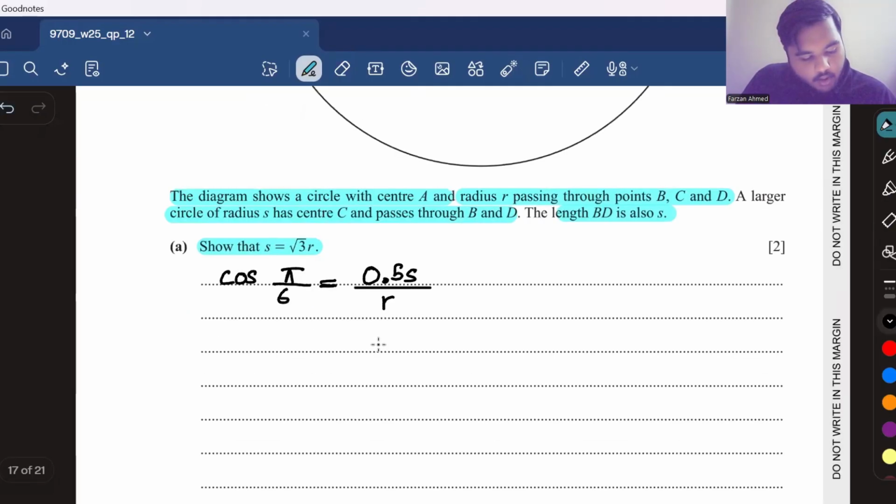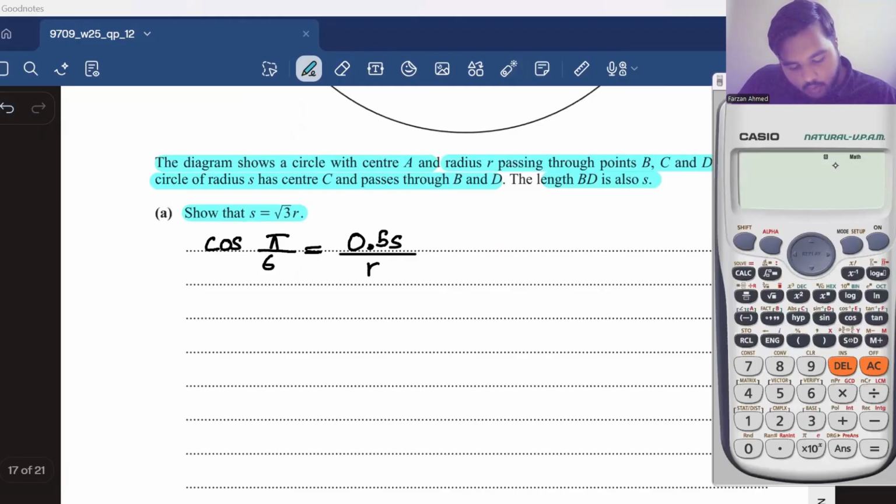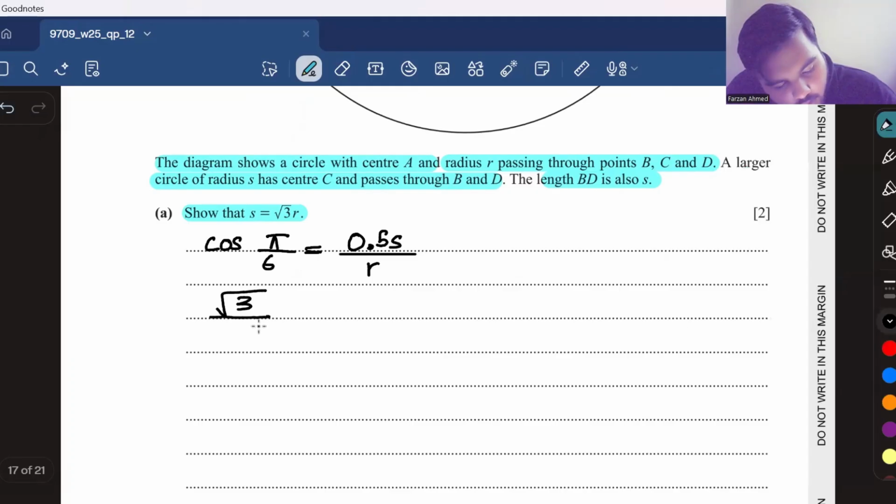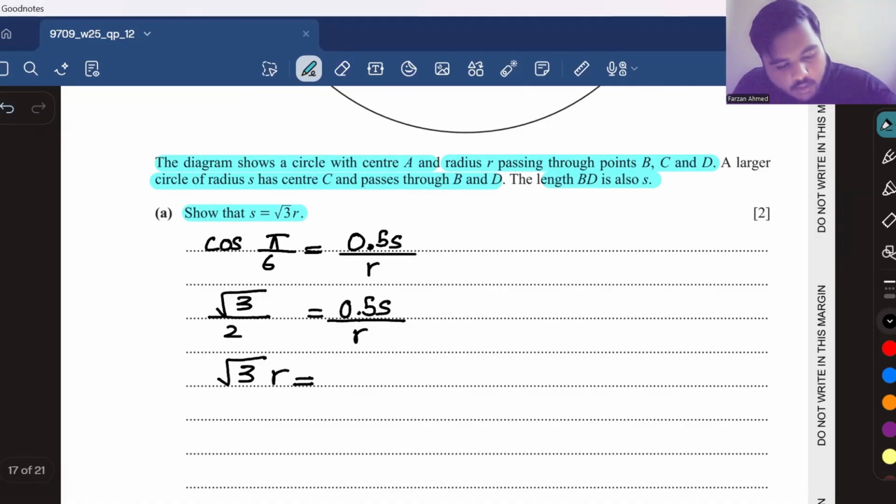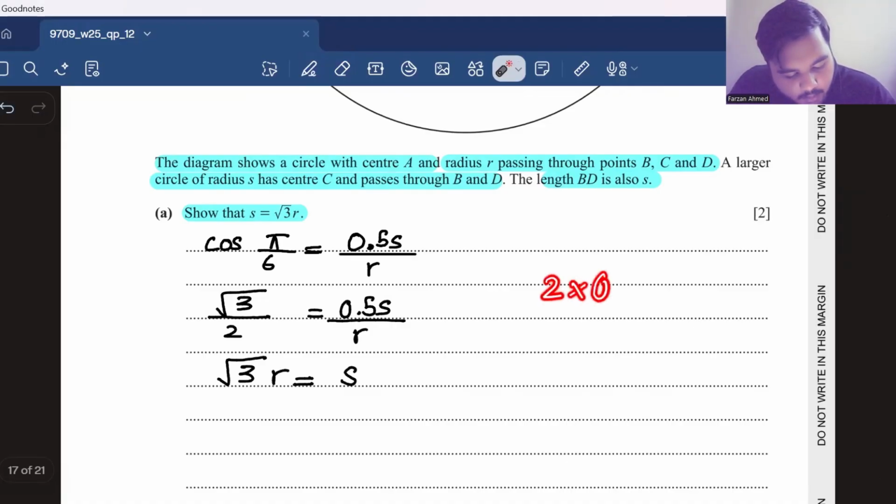Now, in circle measure questions, your calculator must be in radians. So cos pi upon 6 is equal to square root of 3 upon 2. Square root of 3 upon 2 is equal to 0.5 s over r. So square root of 3 r is equal to s, because 2 multiplied by 0.5 is equal to 1. That's why s will remain. So that's how we have shown it.